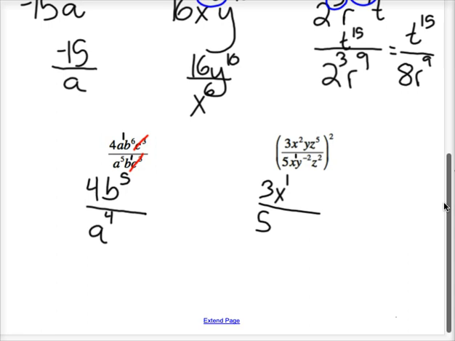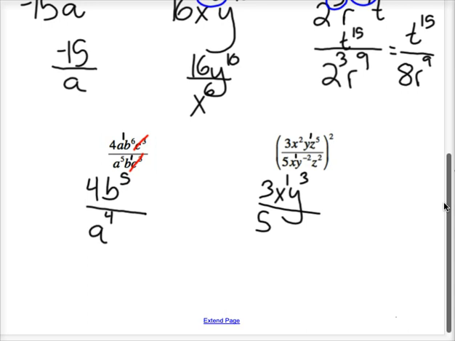Y to the first, because there's nothing written there, divided by y to the negative 2. Well, this one is a little bit tricky. Be very, very careful with this, all right? So 1 minus negative 2. Well, subtracting a negative is the same thing as adding. So 1 minus a negative 2 is actually a y to the 3. So just be careful when you're working with those. If you subtract a negative, just make sure you're following it properly.